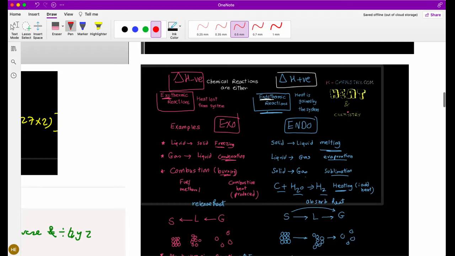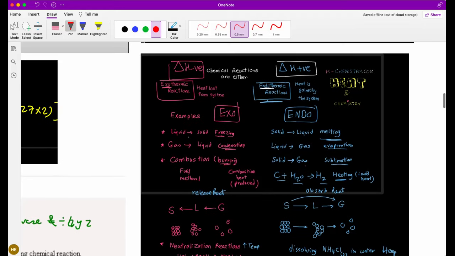The negative delta H is exothermic, heat lost from the system. Examples are changing anything from liquid to solid or gas to liquid: freezing and condensation. The particles that make the liquid condense to form solids, or the gas particles come close together to form liquid. So you are making bonds between them. That's why it's exothermic. We know that bendo, mexo. So whenever you make a bond, making is exothermic.